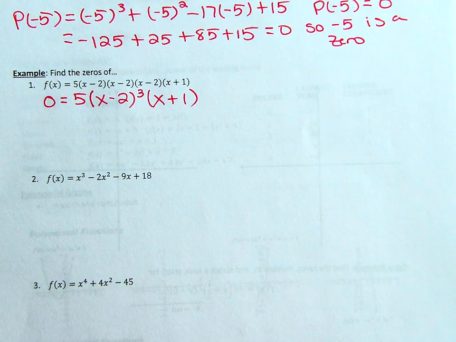Now, think back to our quadratics. When we factored them and we got them into factors like this, how did we figure out where our zeros were, where our solutions were? What did we do?